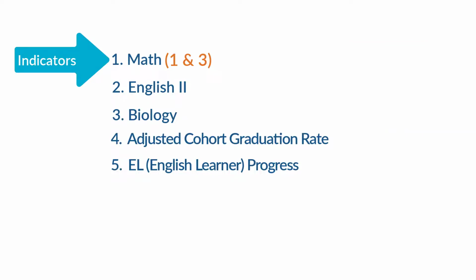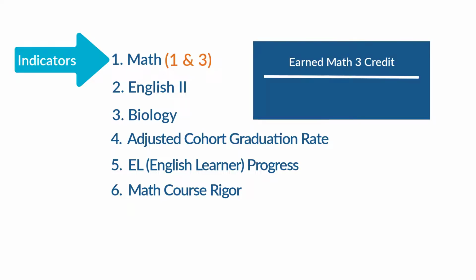The next indicator we will discuss is math course rigor. This indicator measures how many students earn credit in the NC Math 3 course by their 12th grade year. This measure is calculated by considering the number of students who earned an NC Math 3 credit out of the number of 12th grade students at the school.